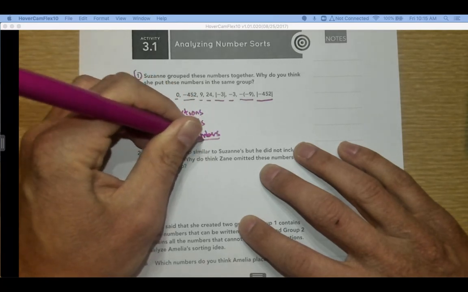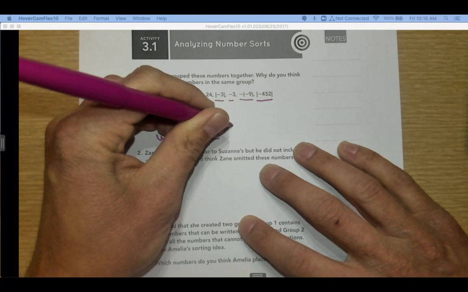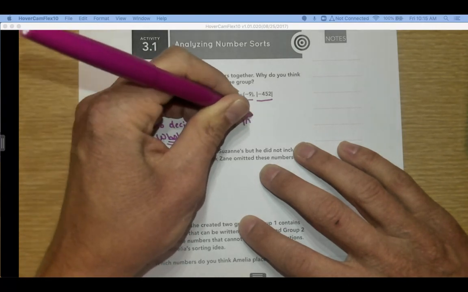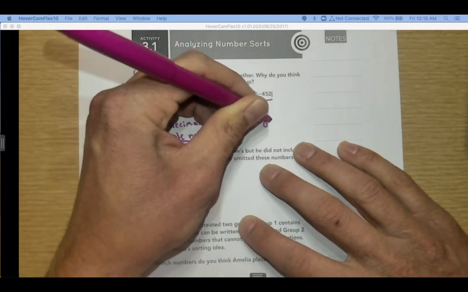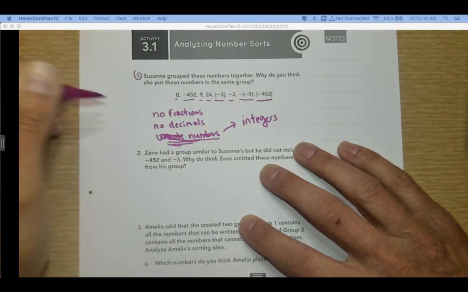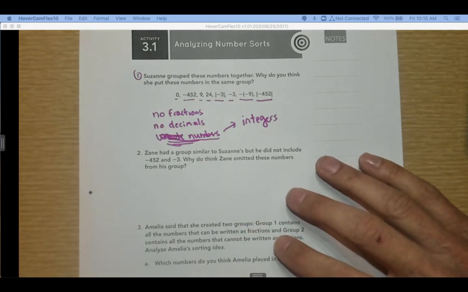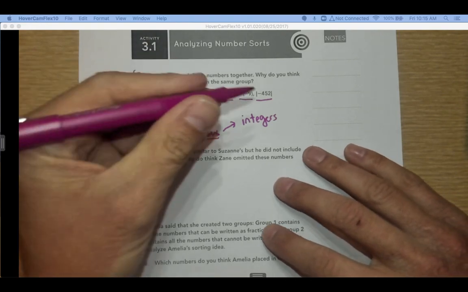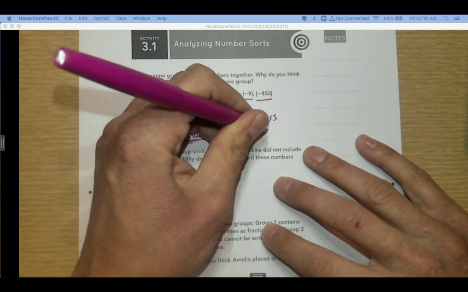I don't know if that's exactly right. I think the word I need to use here is they're integers. I'm going to cross that out actually. And I think they're integers because there's positive and negative numbers there.